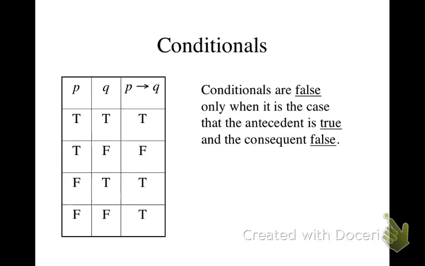Okay, conditionals are a little weird for people. The way we interpret conditionals in sentential logic is we say that they are false only when the antecedent is true and the consequent is false. So that's that second row on the truth table. Now, it doesn't weird people out generally that when the antecedent is true and the consequent is true, the conditional is true. But it does tend to weird people out that when the antecedent is false, look at the third and fourth row, the conditional is true, regardless of the truth value of the consequent.